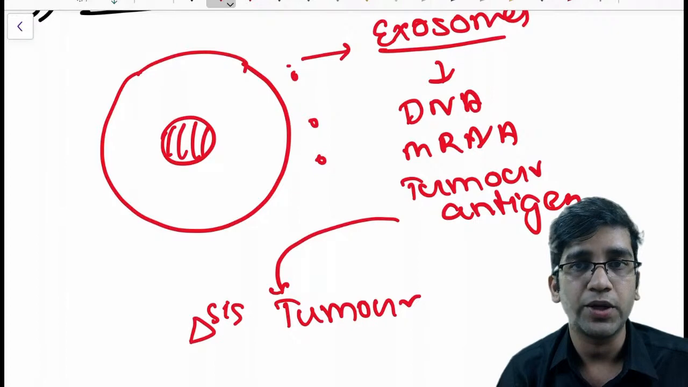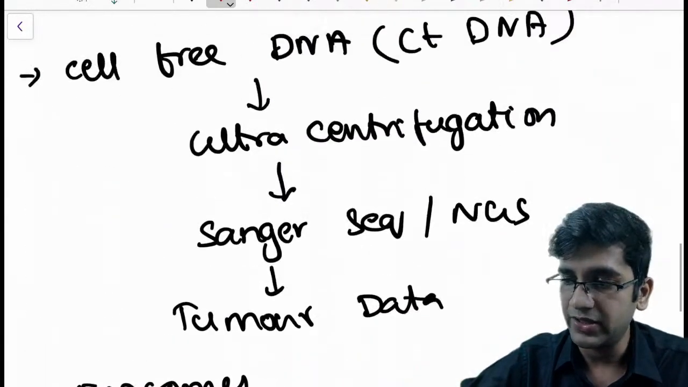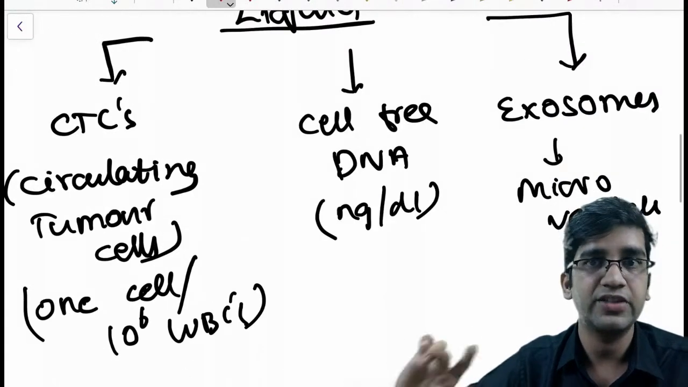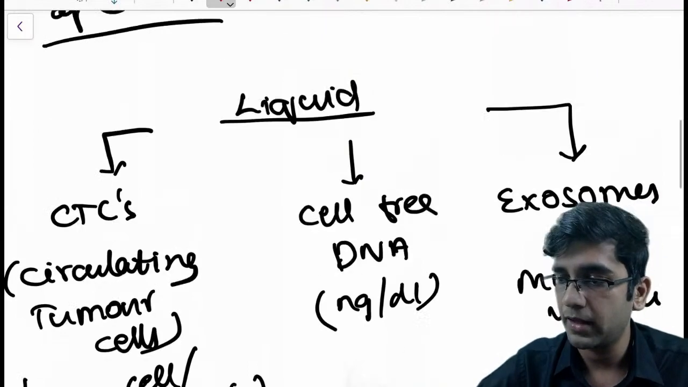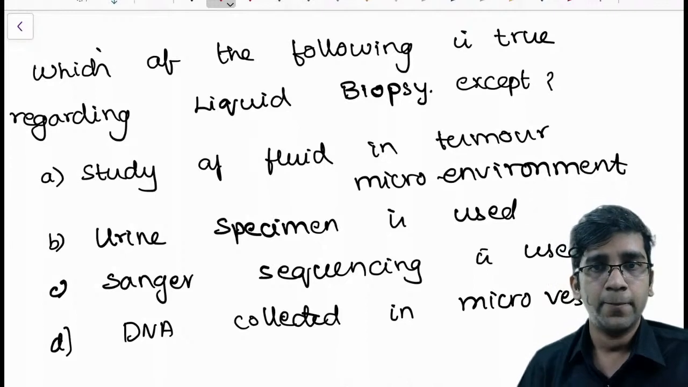Okay, so now we'll go back to the question. These are three modalities or three different types of liquid biopsy I can use: exosomes, cell-free DNA, and also your CTCs. These are three ways we can analyze in liquid biopsy. Now we'll go to the question. I think it'll be much easier for us.